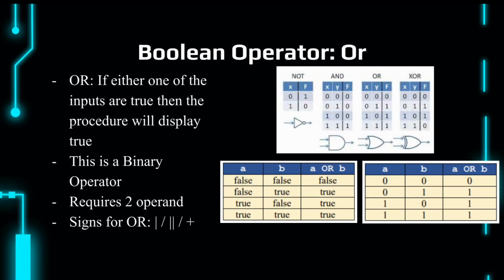Boolean operator, OR. If either one of the inputs is true, then the procedure will display true. This is a binary operator. Requires 2 operands, and the signs are as follows.